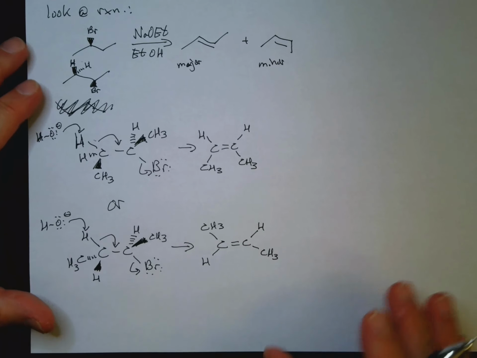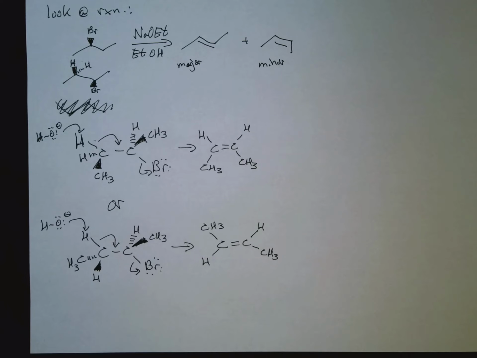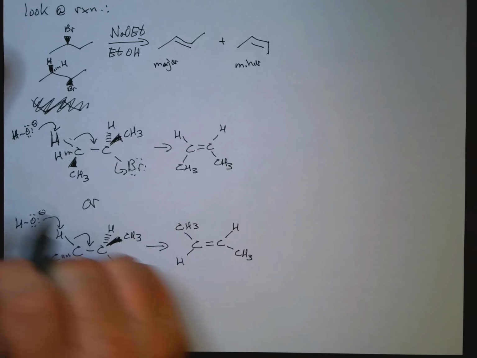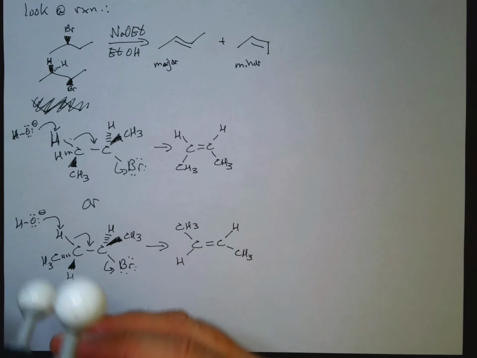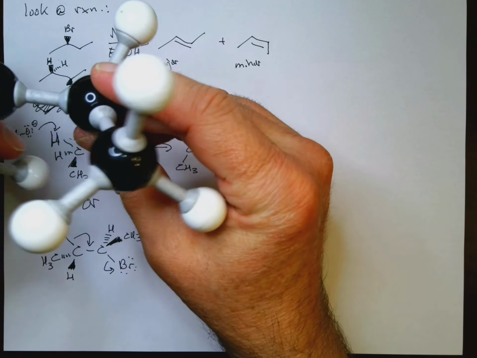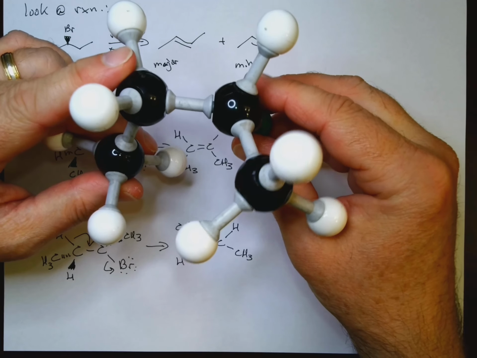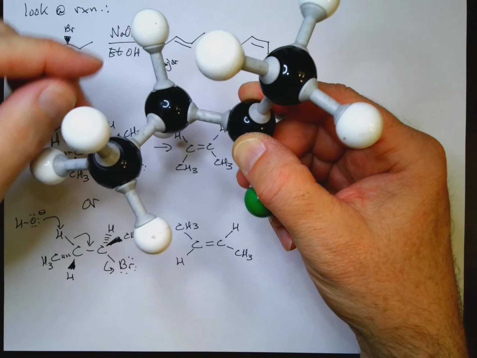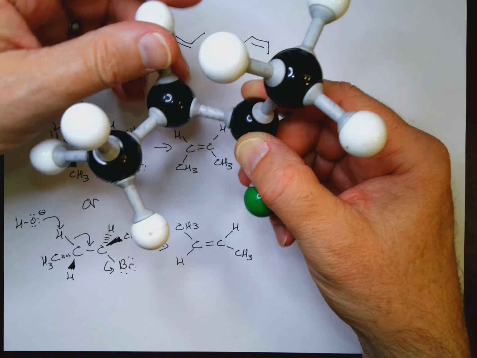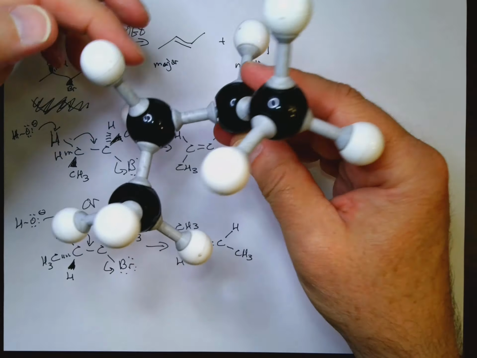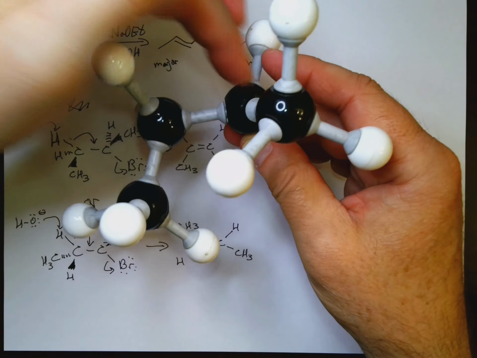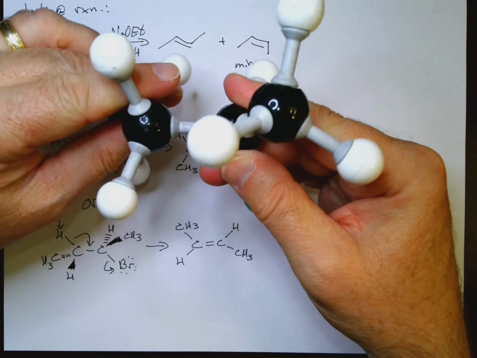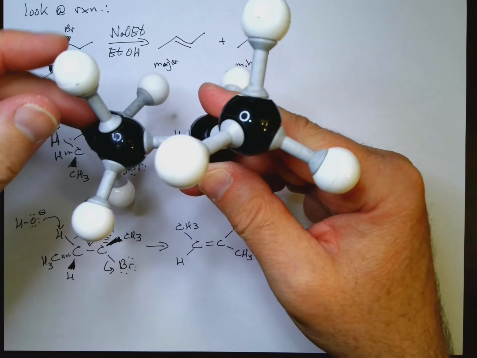Okay, and these are just different conformations of the same molecule. So if I look at it like this, I've got hydrogen, carbon, carbon, bromine, and when I pull this guy off and I get the electrons coming down to make the double bond, I'll end up with cis. If I have this guy instead, I'll end up with the trans.